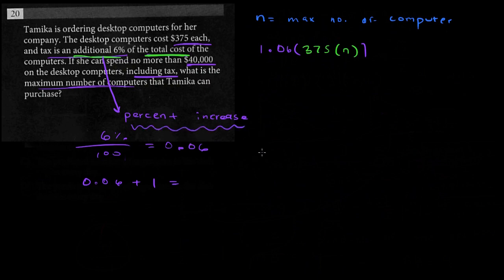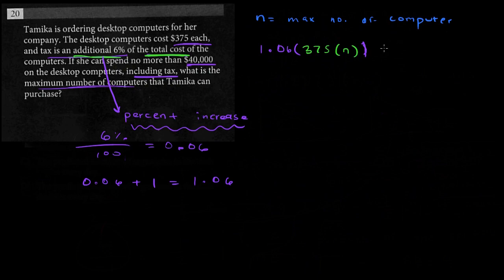If you're confused, you can look at a lot of other videos I posted, and you can see I've explained the percent increase a number of times. So it becomes 1.06, and that's where I got that number from. This expression right here is the total cost of the computers inclusive of tax.